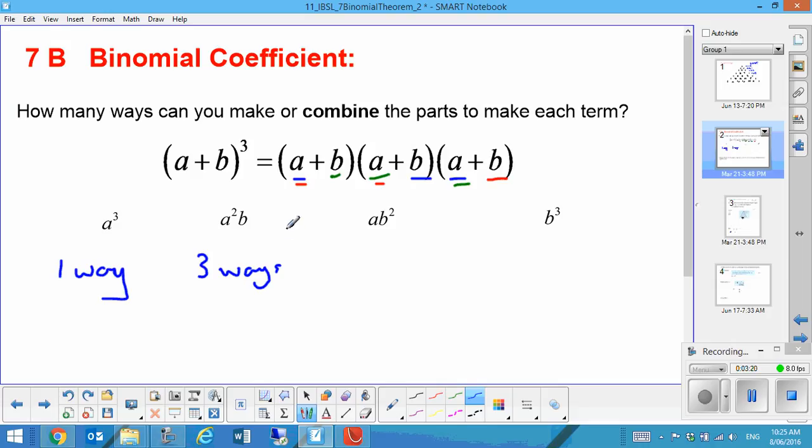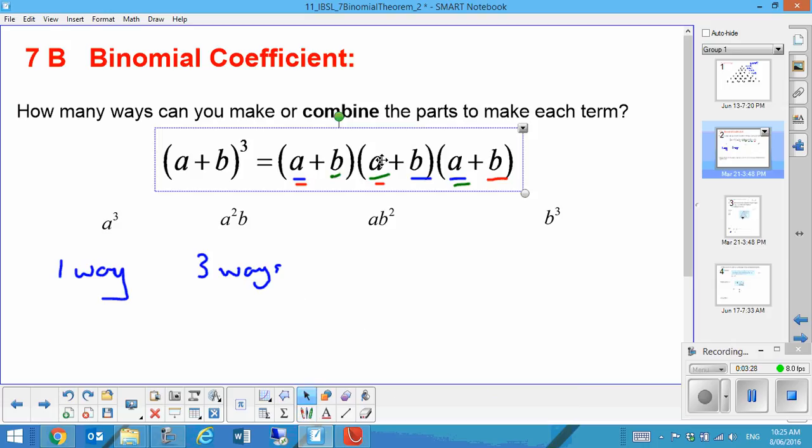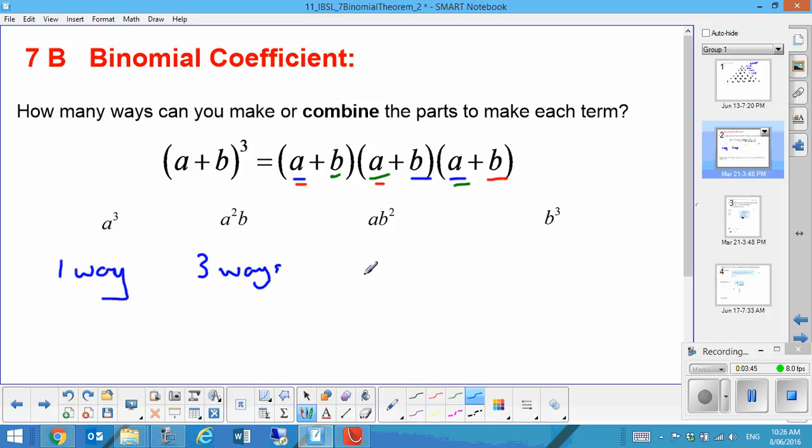We could do the same with a and b squared. In other words, we could have taken this a and then this b and this b, or we could have taken our a from here, and on the 3rd time we could have taken the a from this one here. So it's the same story, there are 3 ways that we can make our a b squared, and there's only one way we can make our b cubed, because we had to take the b from each of them.